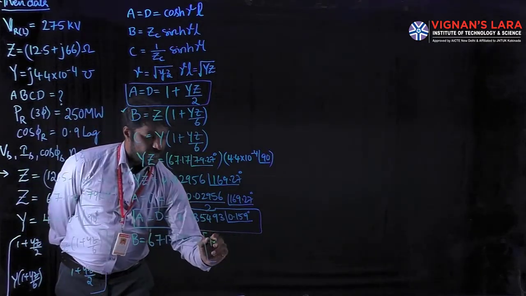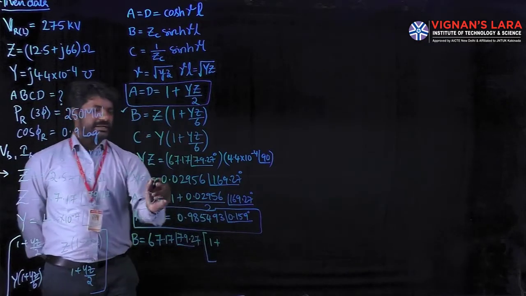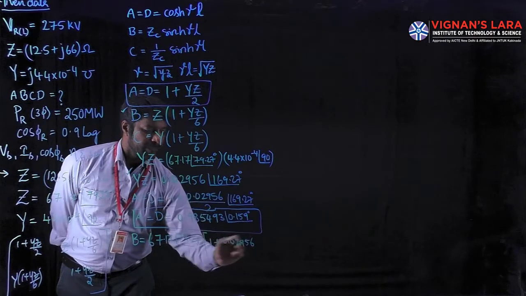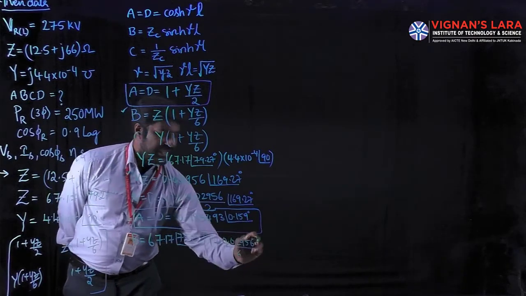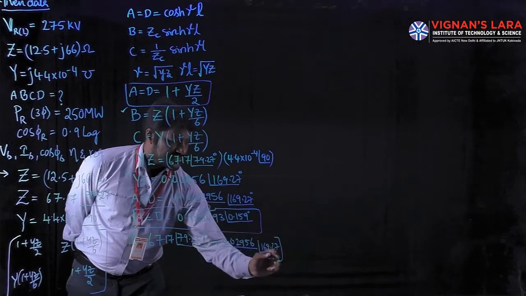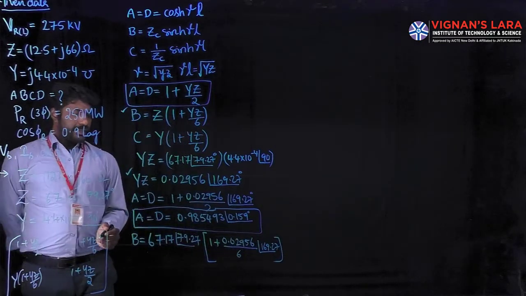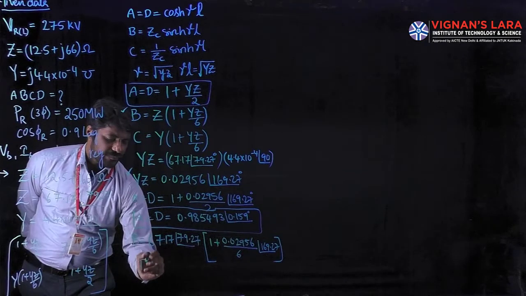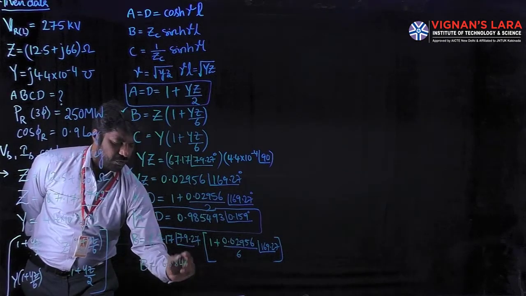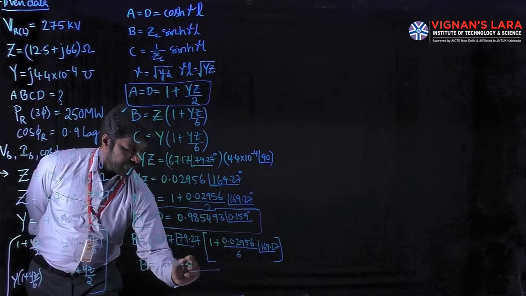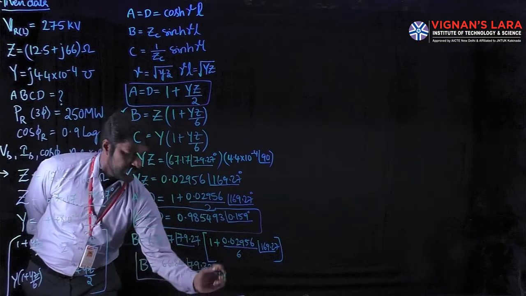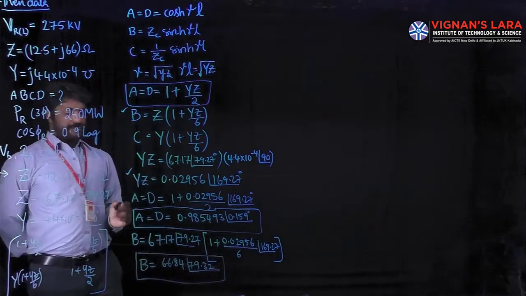That is 1 plus, what is the YZ product? 0.02956 by 6, making an angle of 169.27. Simplify this in the calculator. You will get the constant B as 66.84 at an angle 79.32. This is the constant B very clearly.